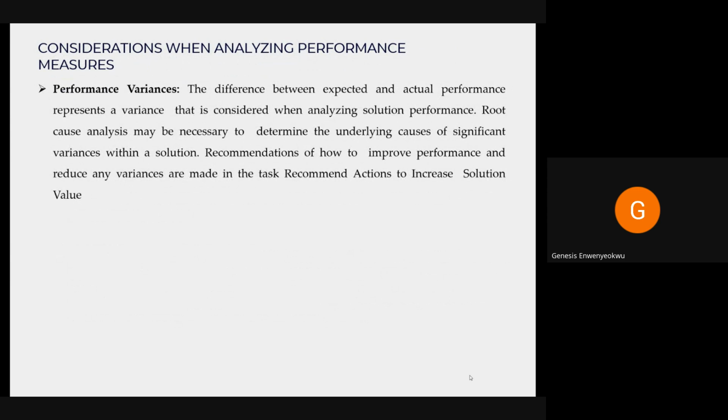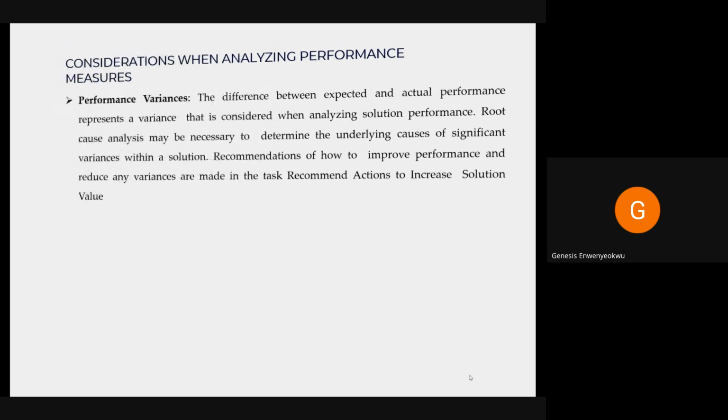And the last thing we do is to look at the performance variances. This has to do with the difference between the expected and the actual performance that we have. So remember, at first we compared the performance measures against the desired value. As a result of that comparison at the beginning of our analysis, at the end of our analysis, we should be able to draw out the variances. That is the key differences between the expected versus the actual performance measures that we have gotten.